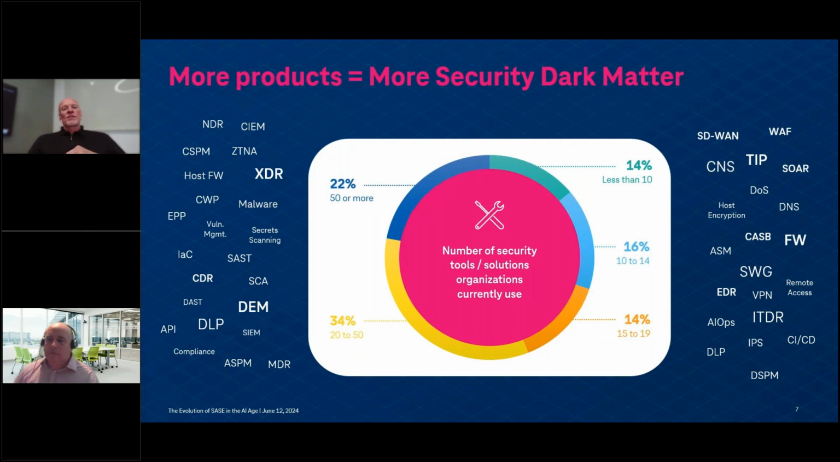22% of organizations have 50 or more individual security products or tools. That sounds low to me, and I'd imagine the bigger the organization, that number would be a lot higher. But I mean, it's an average. So from an operational point of view, this is really complex to manage and run. Fundamentally, complexity is the enemy of security and the friend of malicious actors.